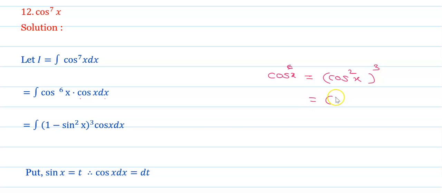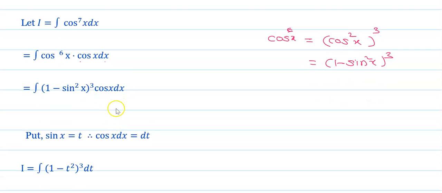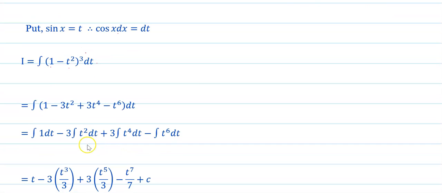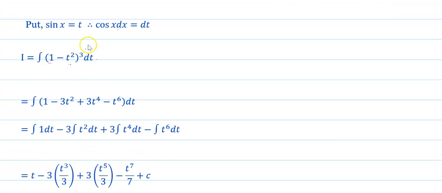cos square x, and here bracket raised to 3. But what is the cos square? It's 1 minus sin square x and bracket raised to 3. Then the expansion a minus b bracket cube, or keep it as it is, cos x into dx. Okay. Now put sin x is t, therefore cos of x into dx is dt. Again our integral will become I is equals to integral in bracket 1 minus t square bracket raised to 3 into dt. Now expand this by using a minus b bracket cube.